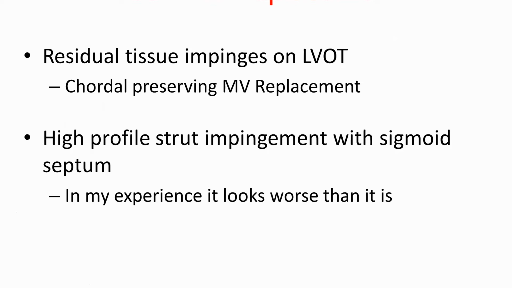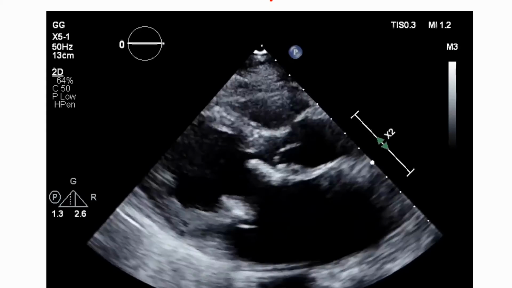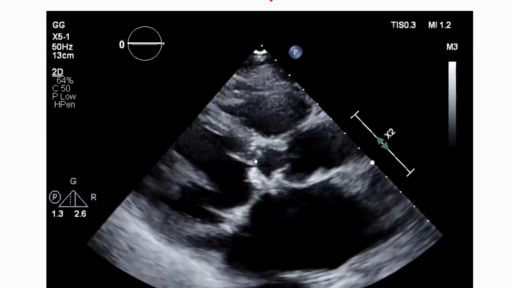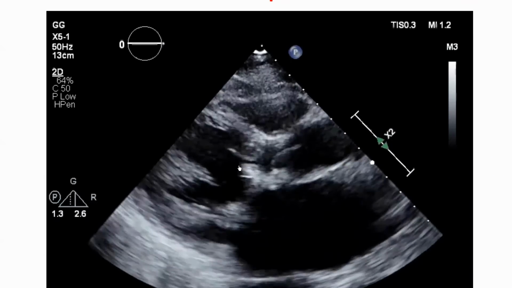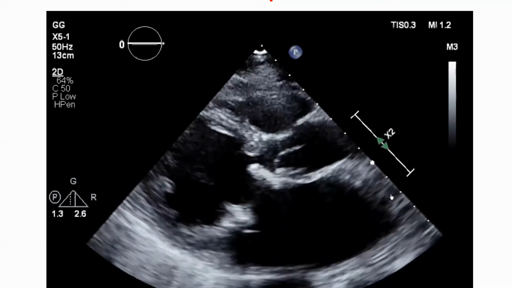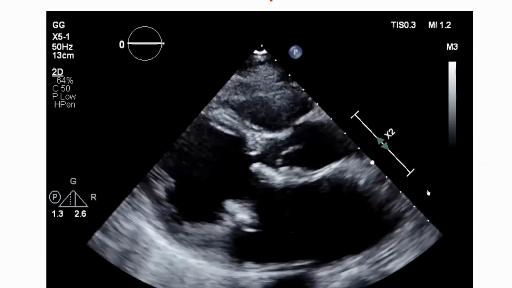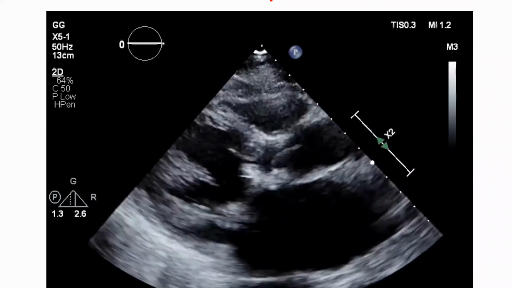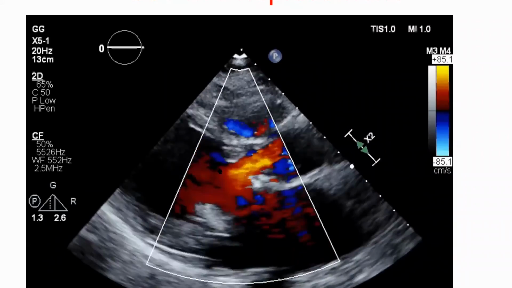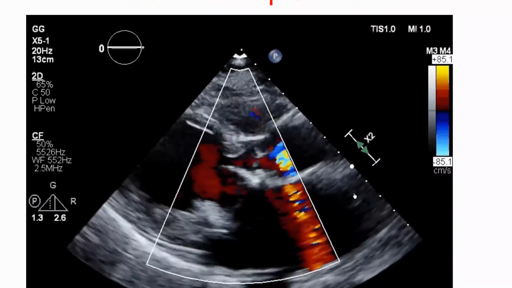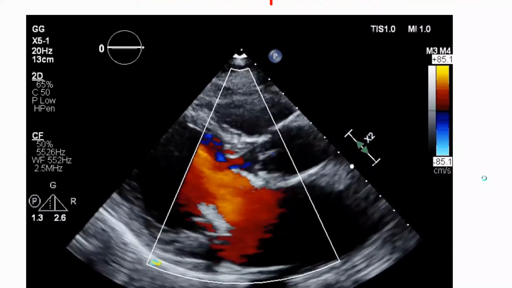You'll often see people with prostheses have these struts that abut the basal septum, but in my experience, it looks much worse than it actually is. So you get cases like this where you see the MVR and the strut is actually touching the septum, but it's only really a 2D image. So unless you do 3D, you won't get an idea of what that LVOT area is. But as you can see here, there's little to no aliasing or turbulence around there.